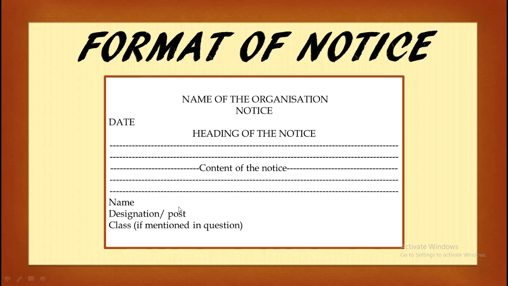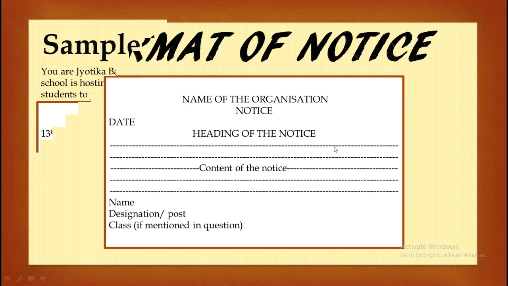And then at the end we have name, designation or post. Name of the person who is writing the notice, and designation of that same person. For example, you are a house captain, so your name will come, then your designation will be house captain, and class if mentioned. If it's not mentioned, then we can skip the class. It's optional. If it is mentioned, write it only then.